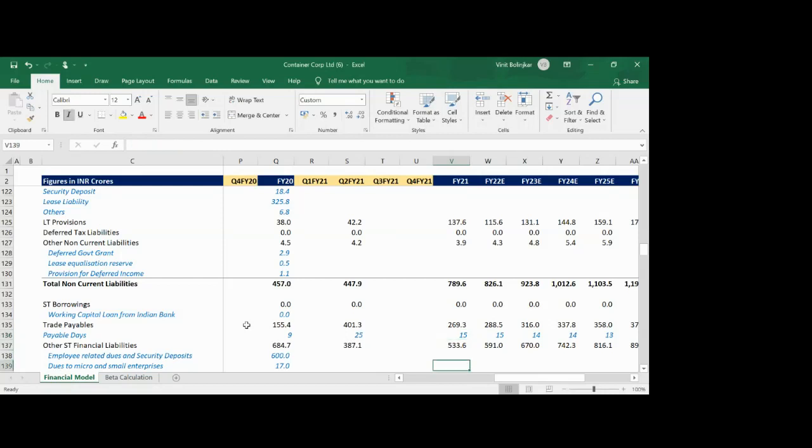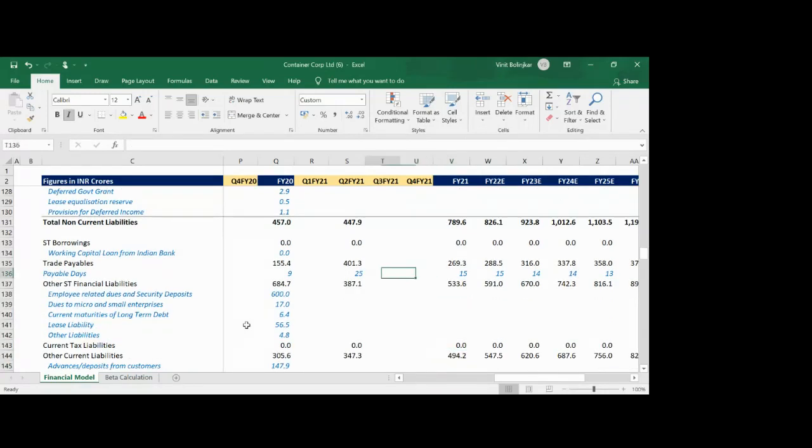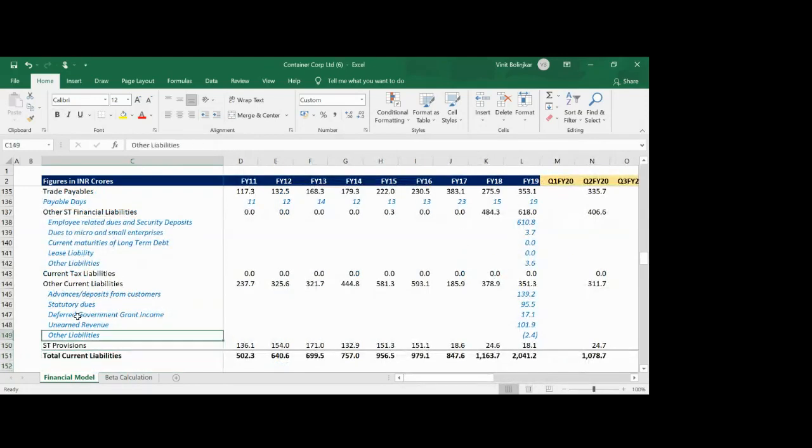And the other short-term financial liabilities that you consider are employee-related dues and current maturities of long-term liabilities. So a long-term liability which becomes payable within a year will be classified as short-term. Then there will be short-term lease liabilities and some other liabilities. And then your other current liabilities, such as advances, deposits from customers, statutory dues, etc., will all contribute to your total current liabilities.